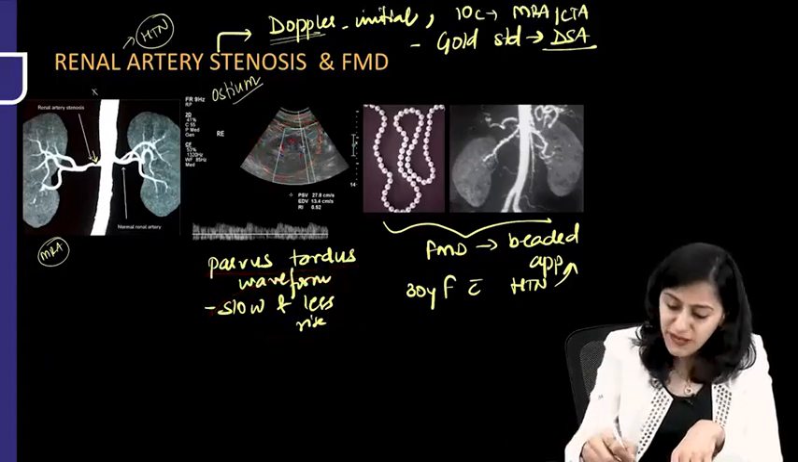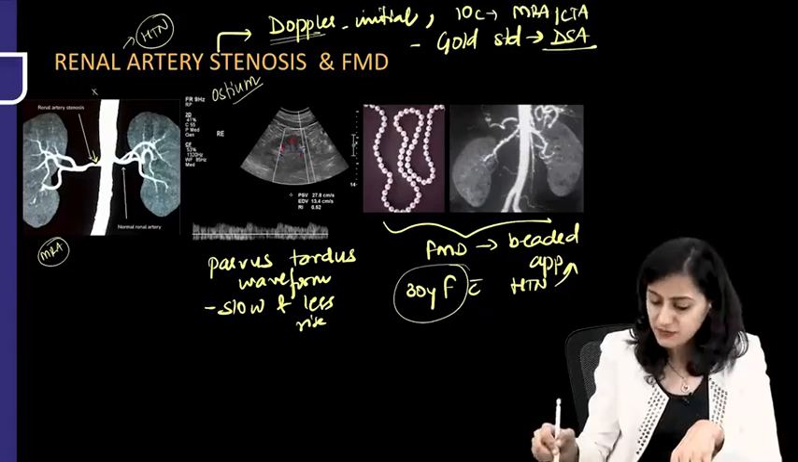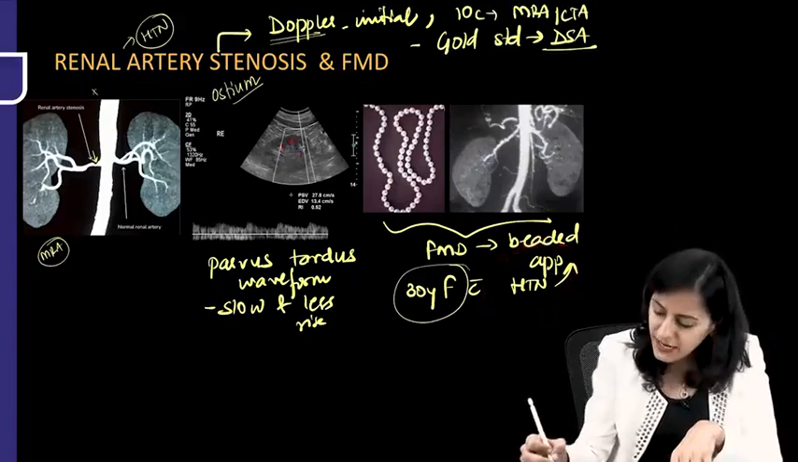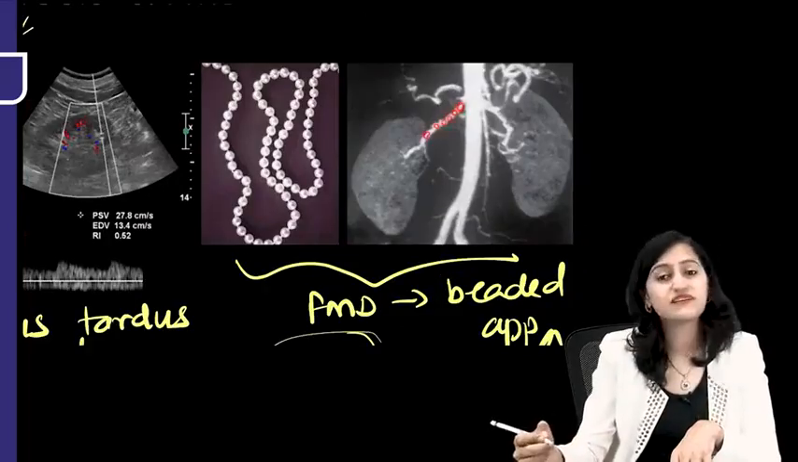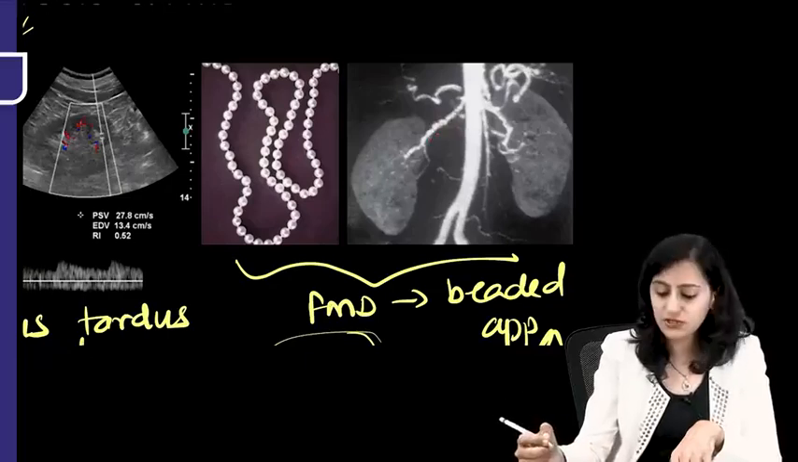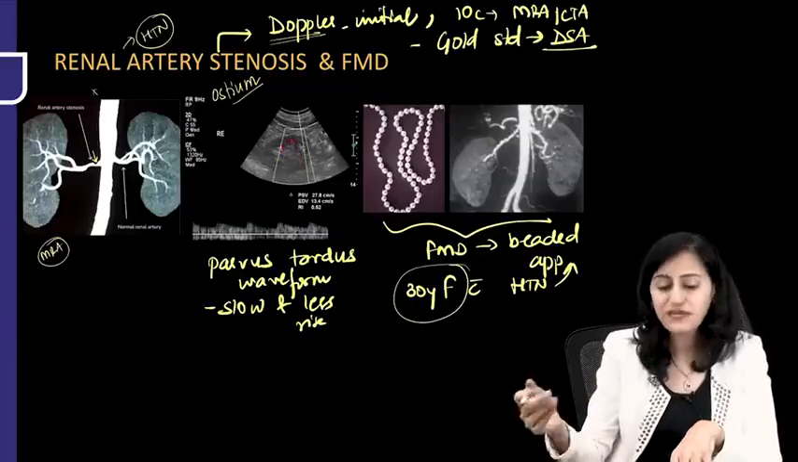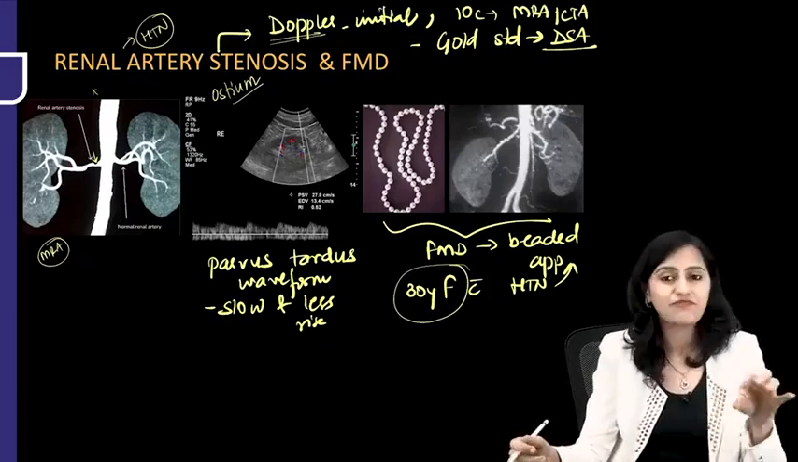What do you see in fibromuscular dysplasia? It's generally more common in female. The patient presents with hypertension and again in this MR angio, you are seeing this beaded appearance of the renal artery because of the multiple strictures, fibromuscular dysplasia. It gives this beaded or string of pearls appearance of the renal artery, FMD.